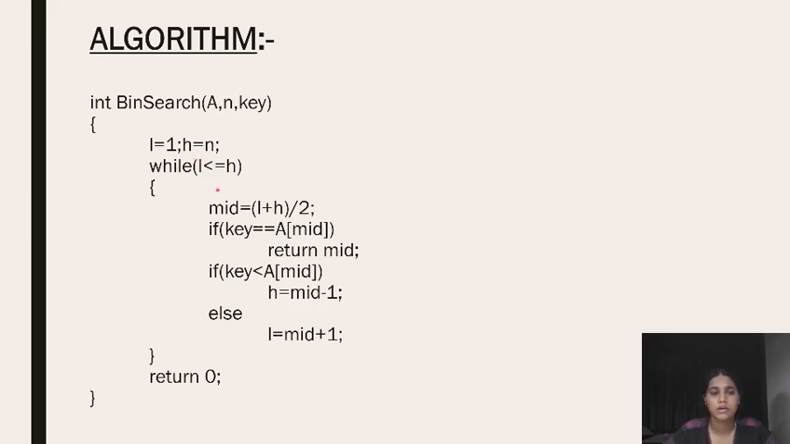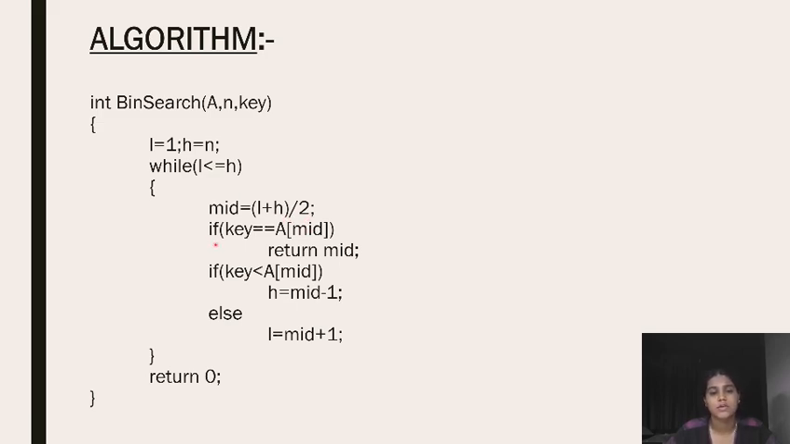And we take a while condition. If the while condition is true, it will enter into the loop. If it is false, it will exit the loop and return that the element is not found. The condition is if low is less than or equal to high, it will enter into the loop and find the mid, for which the formula is L plus H by 2, which is low plus high divided by 2.